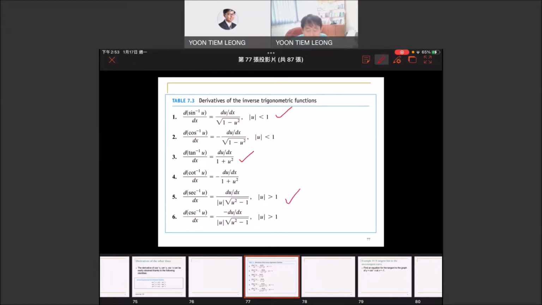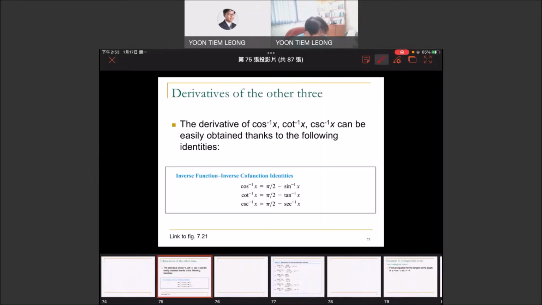arccotangent, and arccosine can be easily obtained because we know that the arccosine and arcsine form a pair within an identity. The arccosine and arcsine, when they add up together, equal 90 degrees. So is the arctangent and arccotangent. When they add together, they form 90 degrees as well. So is the arcsecant and arccosecant. So the derivative, obviously, of each of these pairs is related.